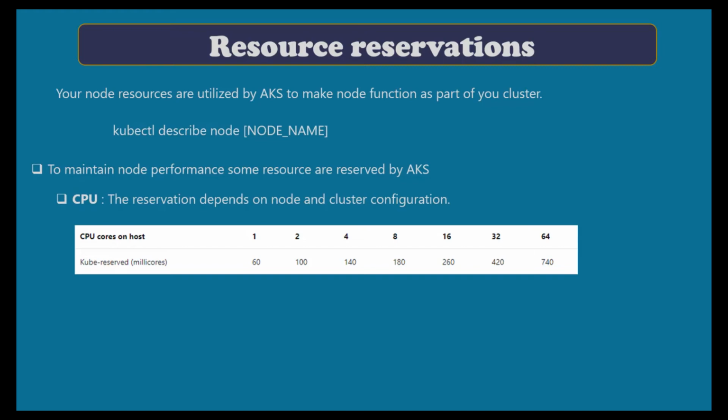So now the measuring unit has been changed in Kubernetes. It is in millicores. If you are using a host with a single core processor, kube reserves 60 millicores. That means if you have a one core server, one core is equal to 1000 millicores. So out of 1000, 60 will be reserved by kube. If you are using a 2 core CPU, then the reserved amount is 100. So it will go on and on.